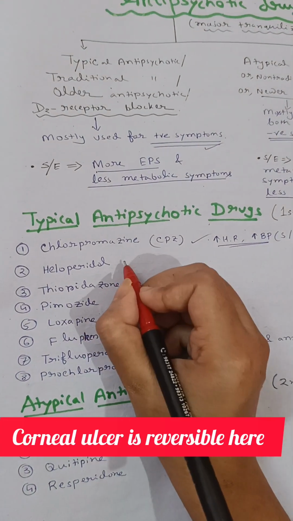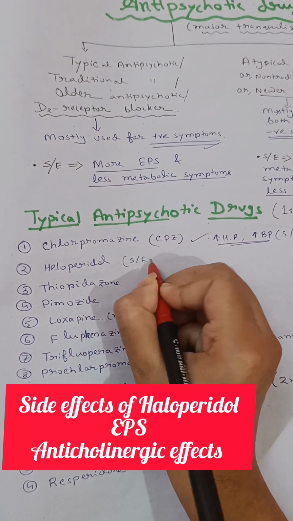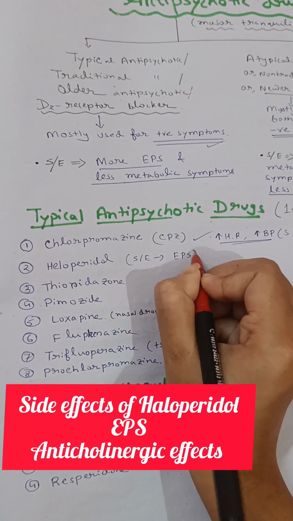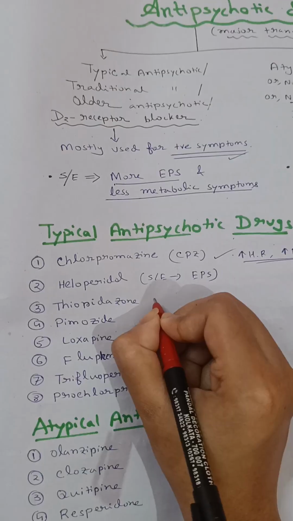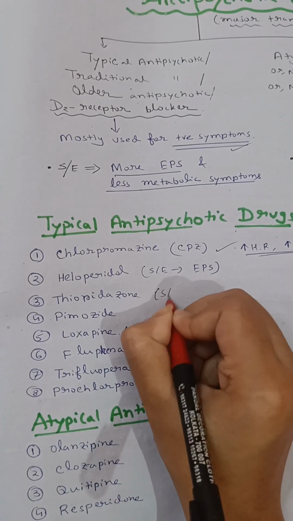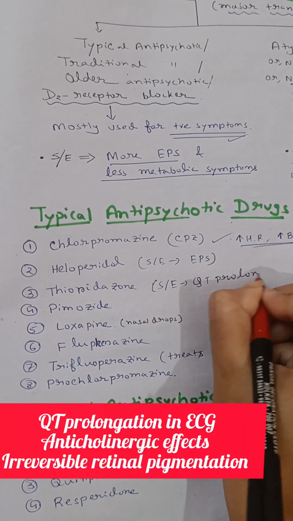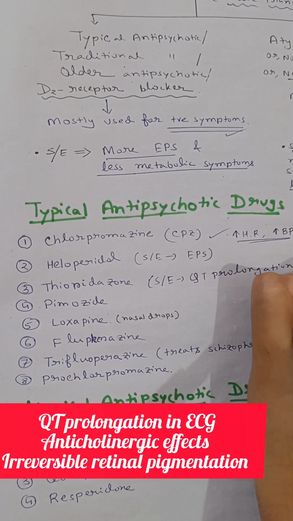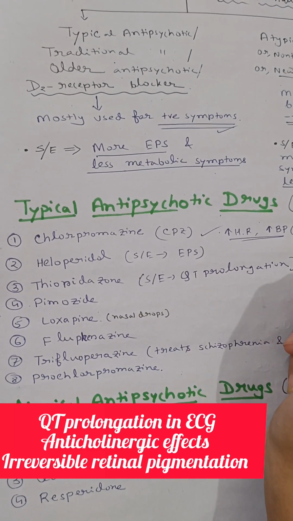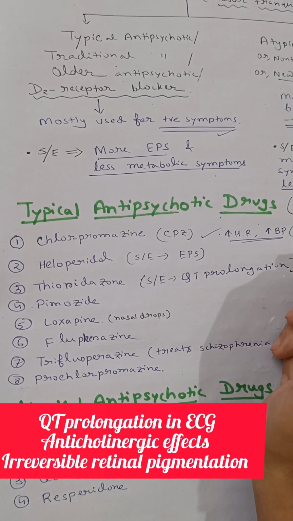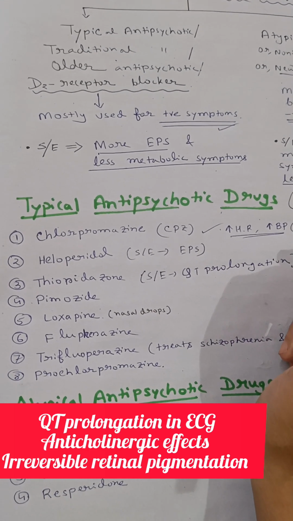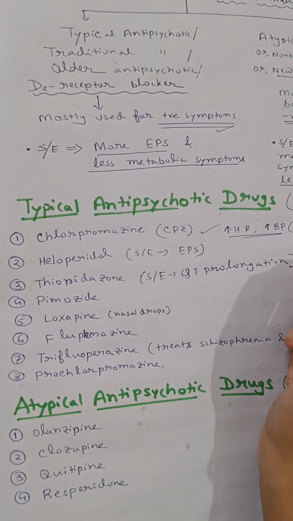Then haloperidol, where the most common side effect is the EPS. Then thioridazine. In case of thioridazine, the most common side effect is the QT prolongation. The patient can also complain of the anticholinergic side effects and the corneal ulcer, mainly the retinal pigmentation. Retinal pigmentation becomes irreversible here.